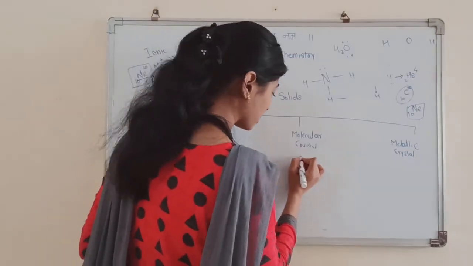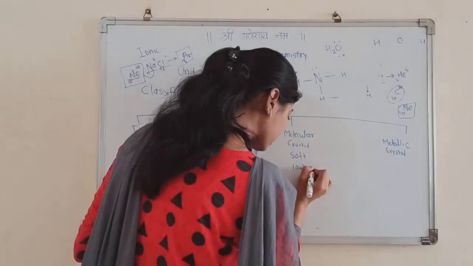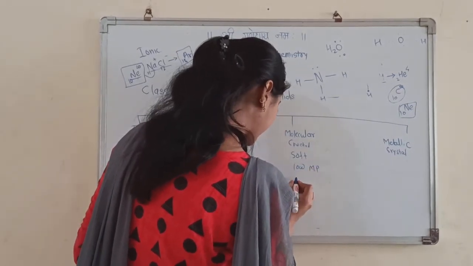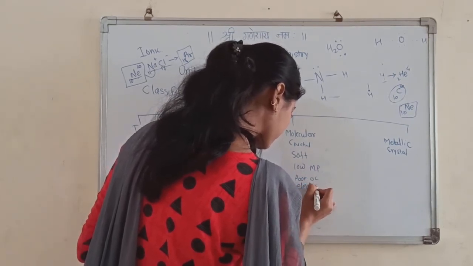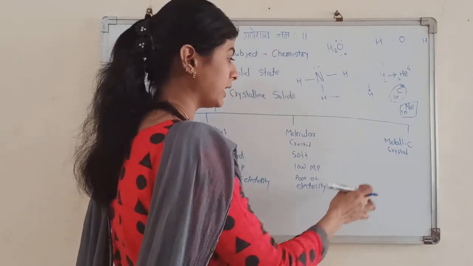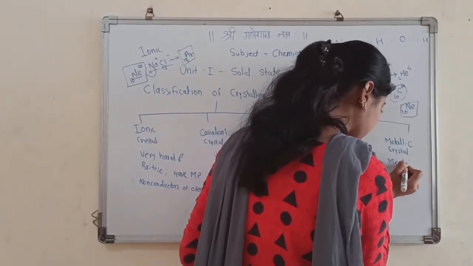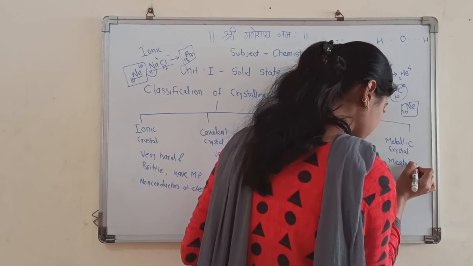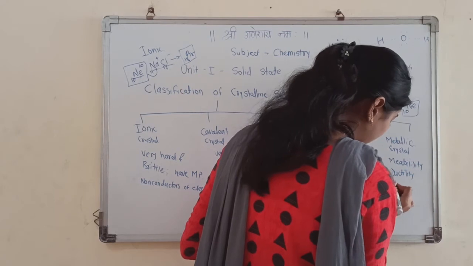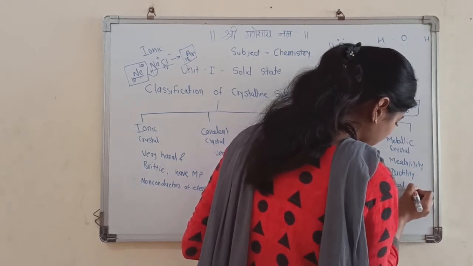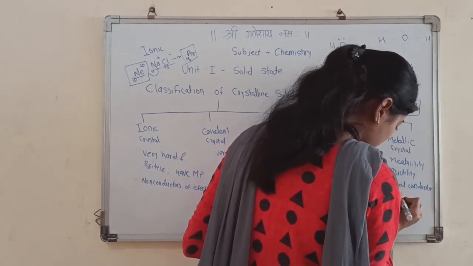Molecular crystals are soft, have a low melting point, and are poor conductors of electricity. On the other hand, metallic crystals have malleability, ductility, and are good conductors of electricity.